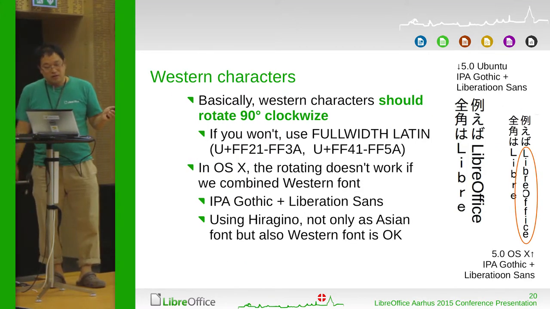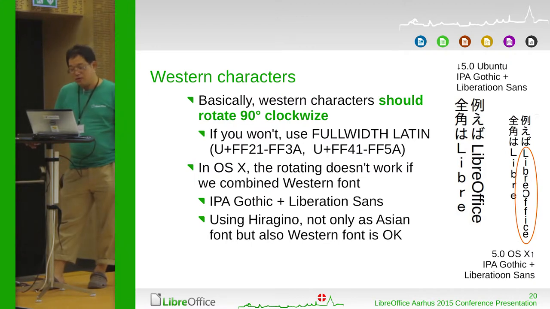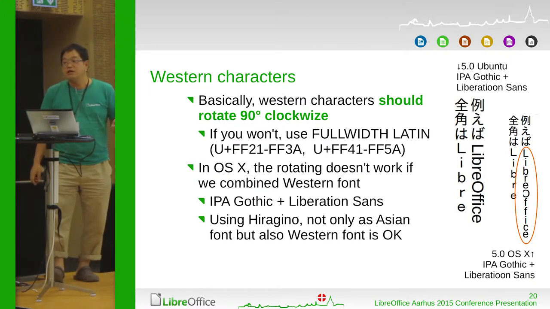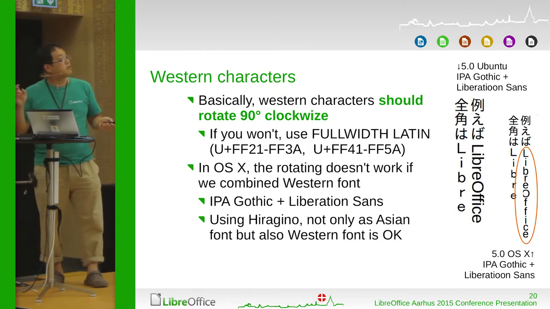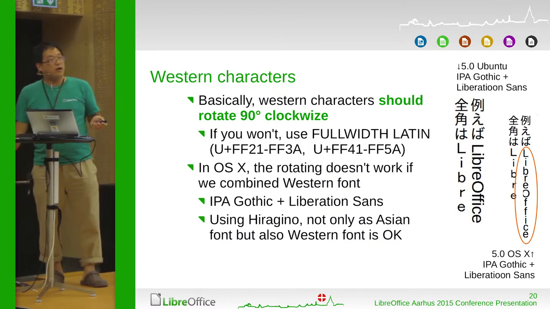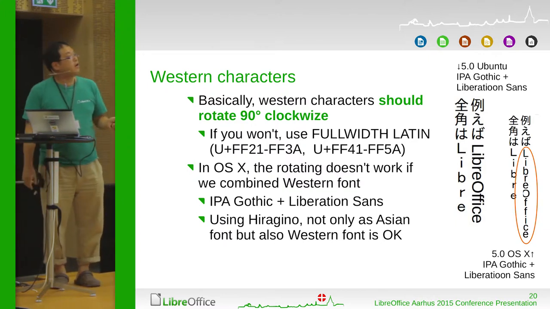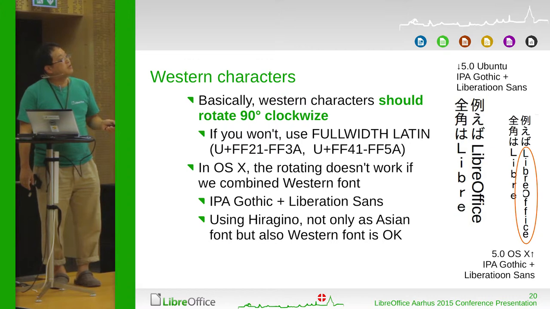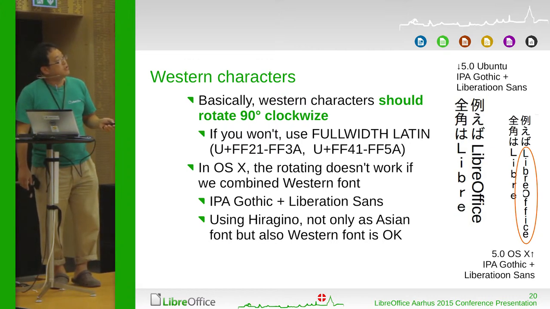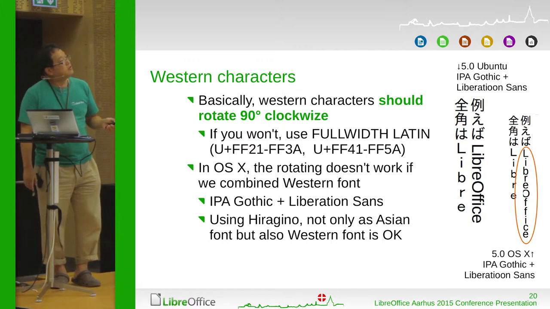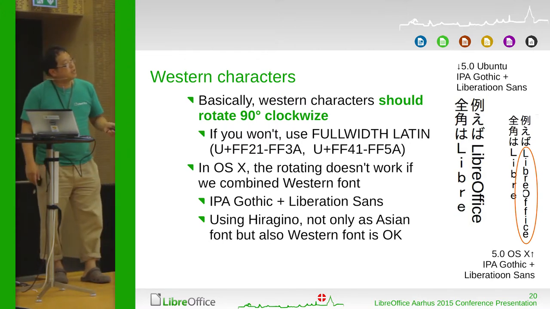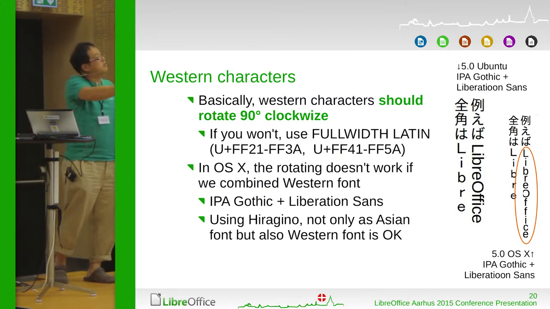Okay, next is Western characters. Of course, we sometimes have to write Western characters in Japanese. In our main use case we just use kanji or kana characters vertically, but Western characters should be rotated clockwise.